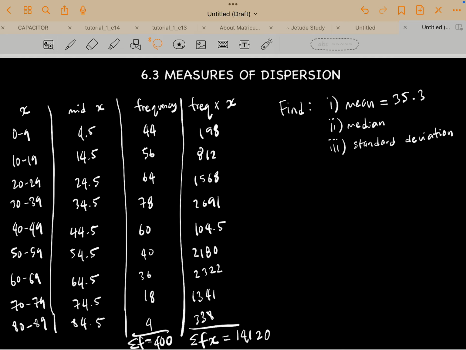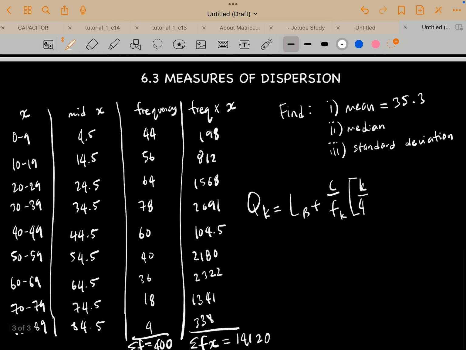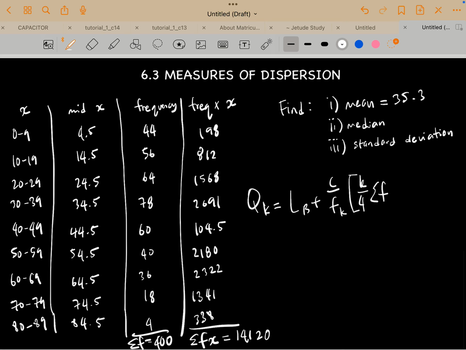How do you find the median? Well, you find the median by doing our formula just now, Q_k. You still remember? That's the lower bound plus C of F_k times k over 4, the sum of the frequency, minus the lower bound. Sorry, not the lower bound. The lower bound of the cumulative frequency.